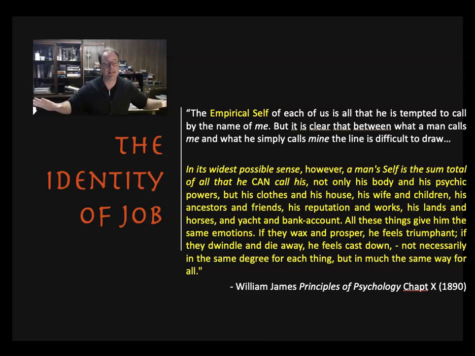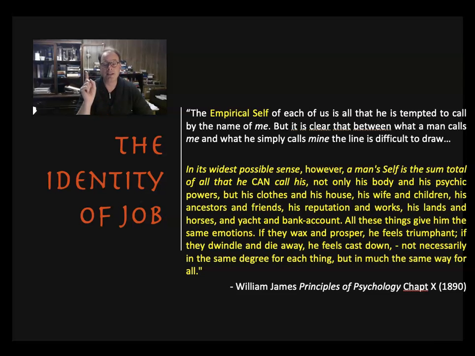But the problem is that the distinction between having something and being something is not absolute. In fact, it's a continuum of connectedness. He says, in the widest possible sense, however, a man's self is the sum total of all that he can call his. Not only his body and his psychic powers, but his clothes and his house, his wife and his friends, his ancestors, his reputation and his works, his lands and his horses, his yachts and his bank accounts. Who are they talking about? It's definitely not me.